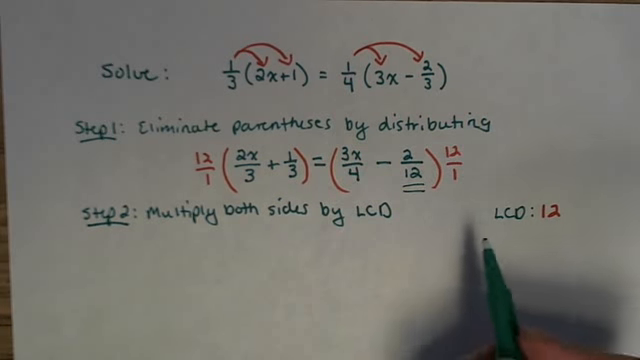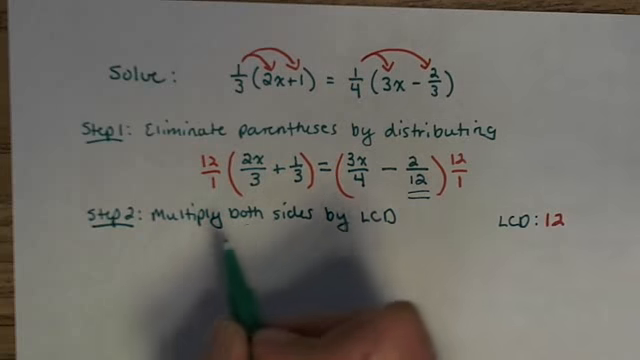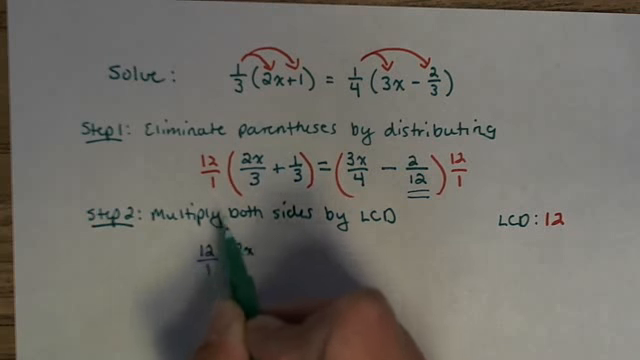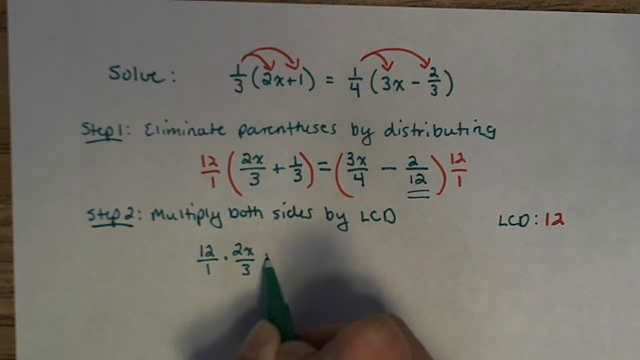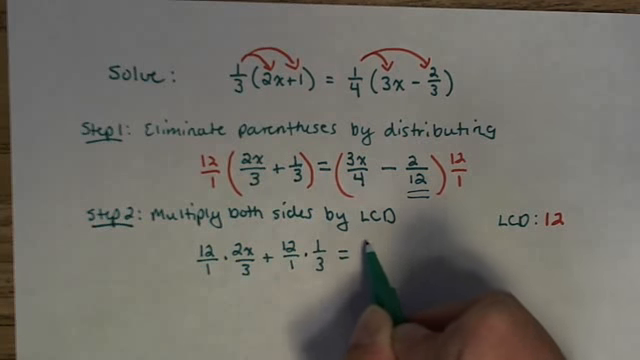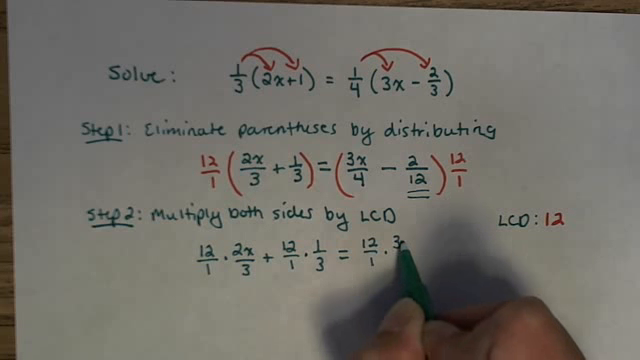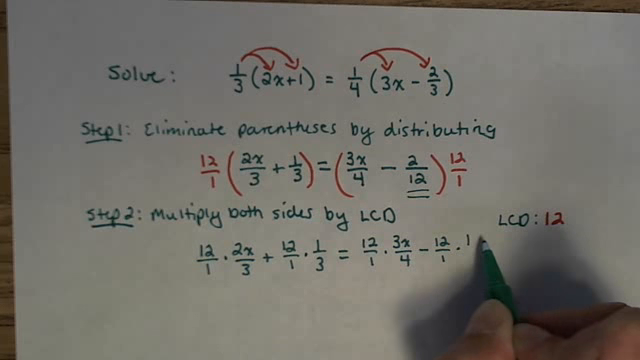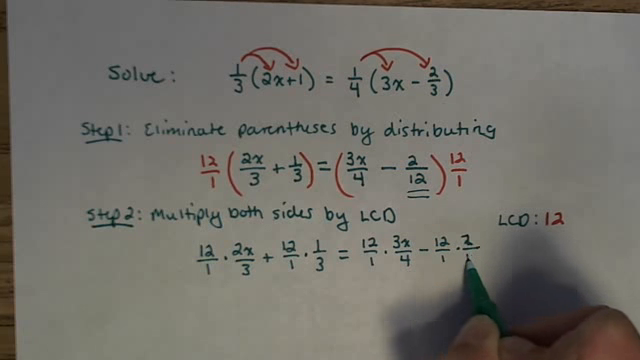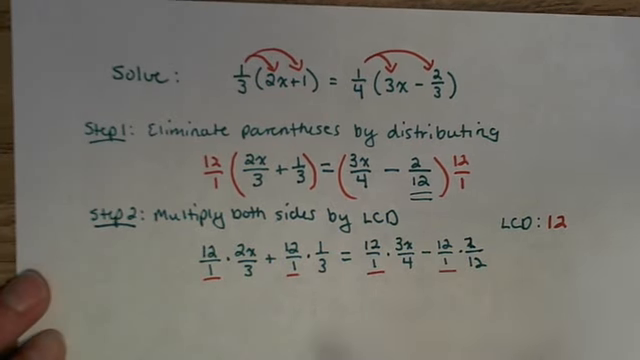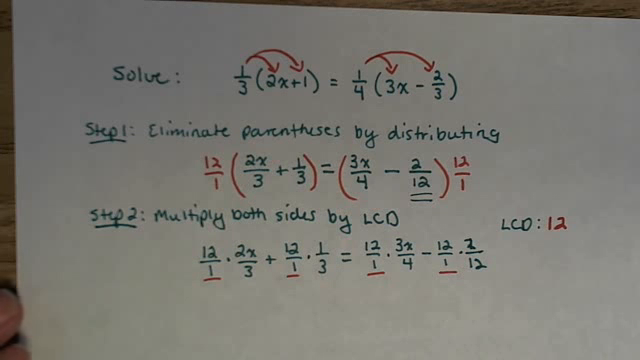Now remember, when we do that, that means each of the terms is going to be multiplied by that. So you might want to write that out separately. So I'm going to have 12 over 1 times 2x over 3 plus 12 over 1 times 1/3, and that's going to equal 12 over 1 times 3x over 4 minus 12 over 1 times 2 over 12. So you'll notice each term I have multiplied by 12 over 1. And sometimes seeing that step can be very, very helpful.